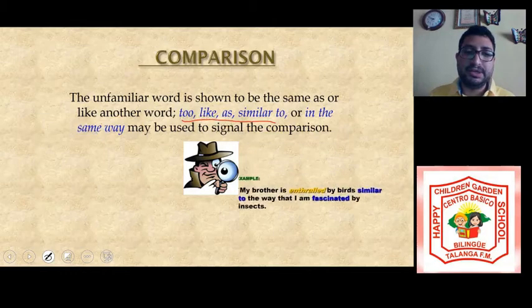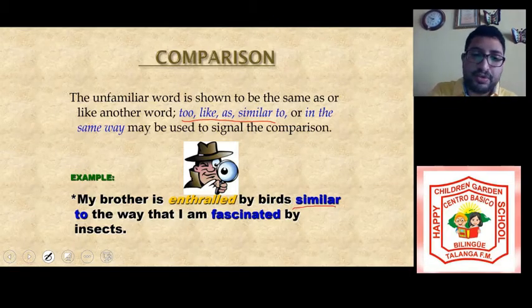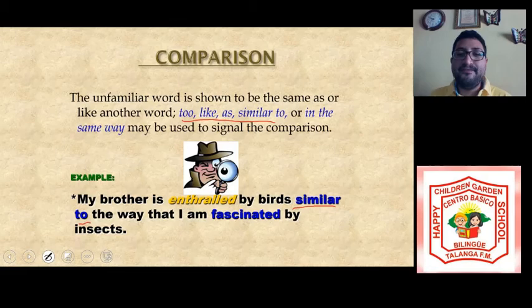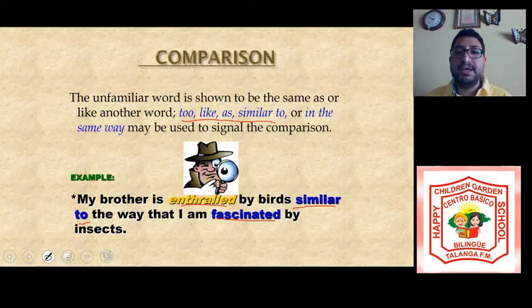So let's see an example. For example, my brother is enthralled by birds, similar to the way that I am fascinated by insects. See, we got here "similar to." So it's like we're going to have a synonym in the sentence. To enthralled, we have fascinated. So they have the same meaning. So what does enthralled mean? It means fascinated. So we got the context clue in here.